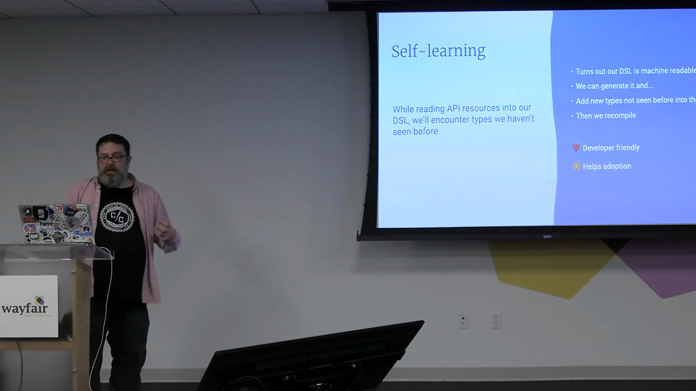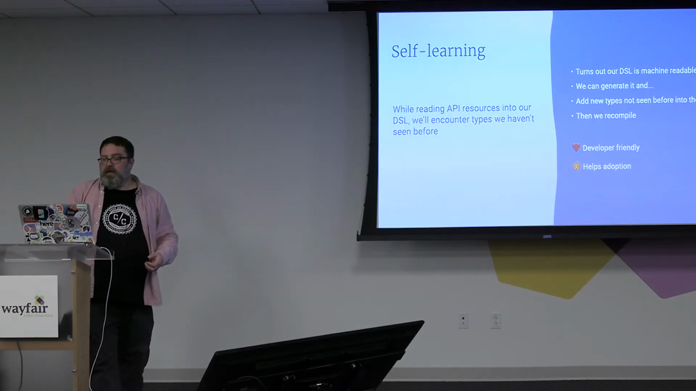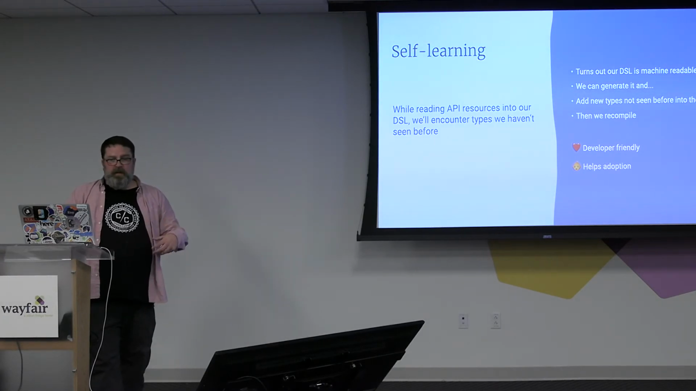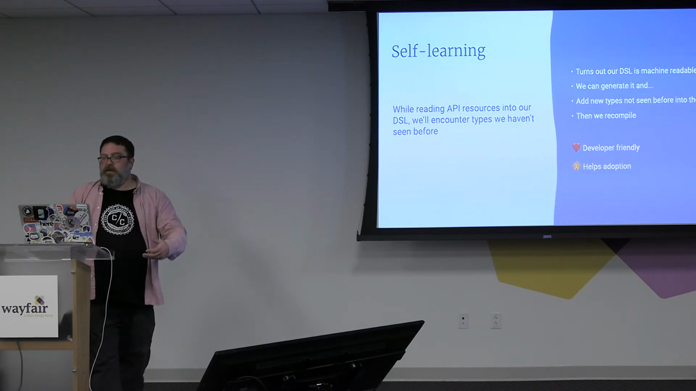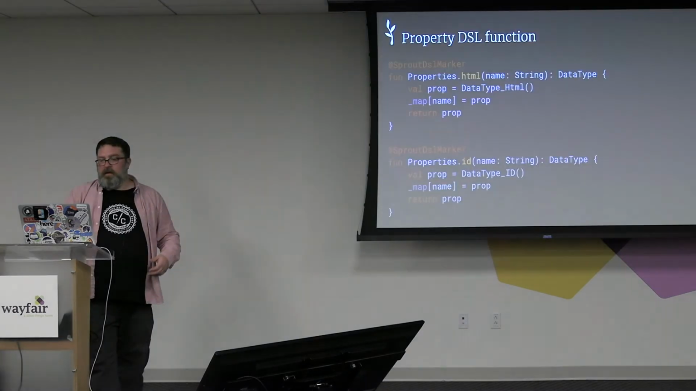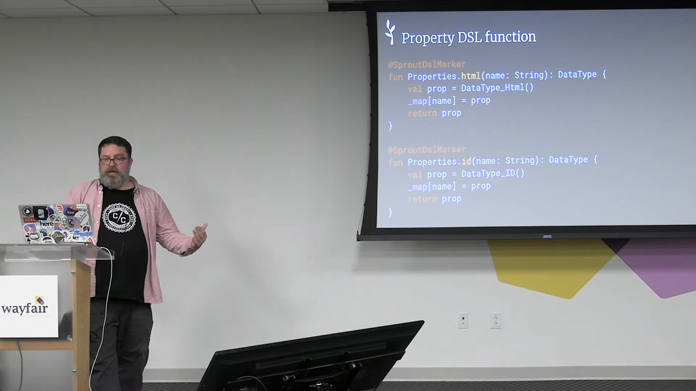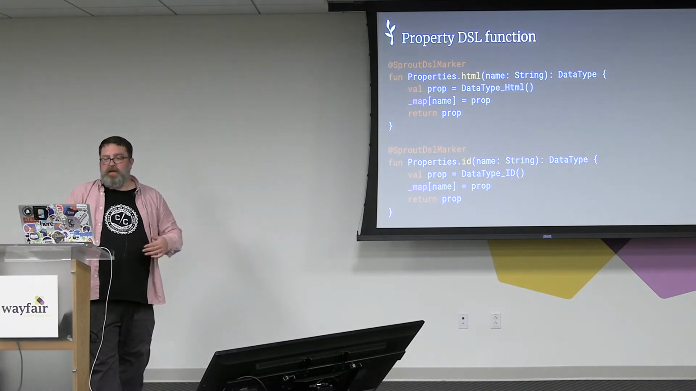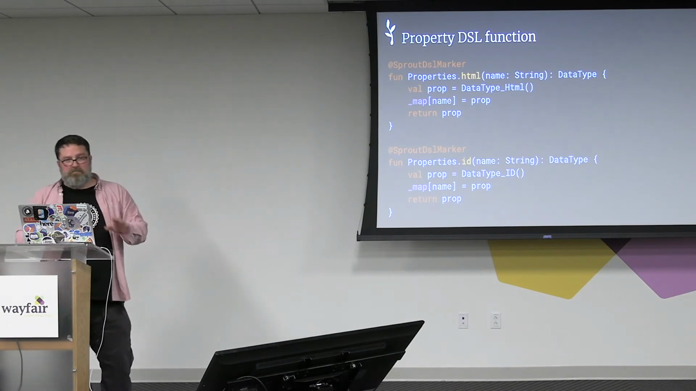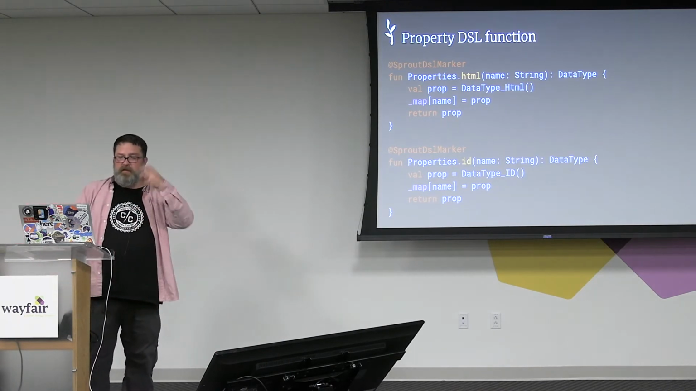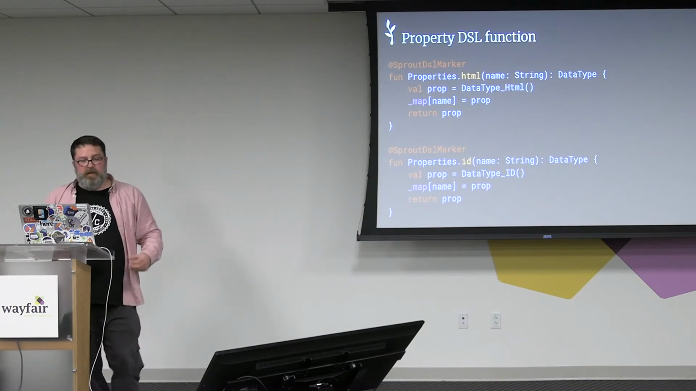So we read these API resources for type information, and we add those new types into the DSL, and then we recompile. So this is really nice because it's developer friendly. It helps adoption. People don't have to go manually writing the HTML type. So this is basically what they look like, and nobody's out there actually writing this by hand. They don't have to. As soon as they see a new type, they don't have to go in Sprout and write it all out. It'll read it, it'll get smarter, and it'll just start adding them.